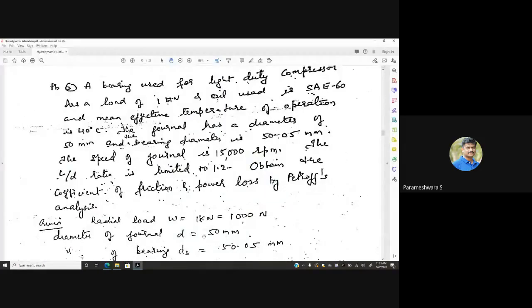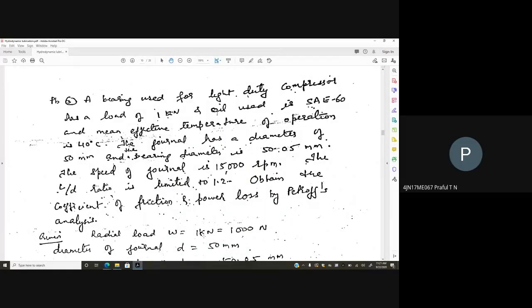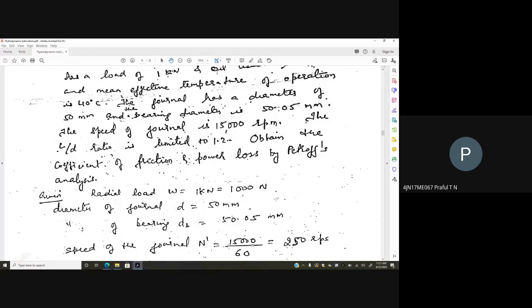A bearing used for a light-duty compressor has a load of 1 kilonewton, and the oil used is SAE 60, and the mean effective temperature of operation is 40 degrees Celsius. The journal has a diameter of 50 mm, and the bearing diameter is 50.05 mm. The speed of the journal is 15,000 rpm. The L by D ratio is limited to 1.2. Obtain the coefficient of friction and power loss by Petrov's analysis.